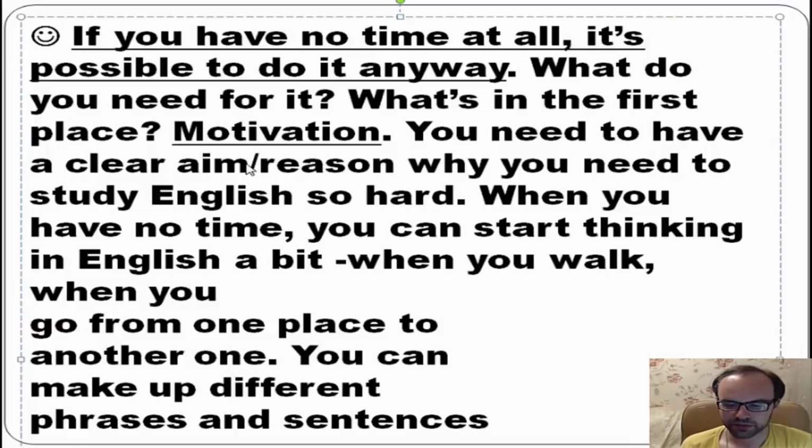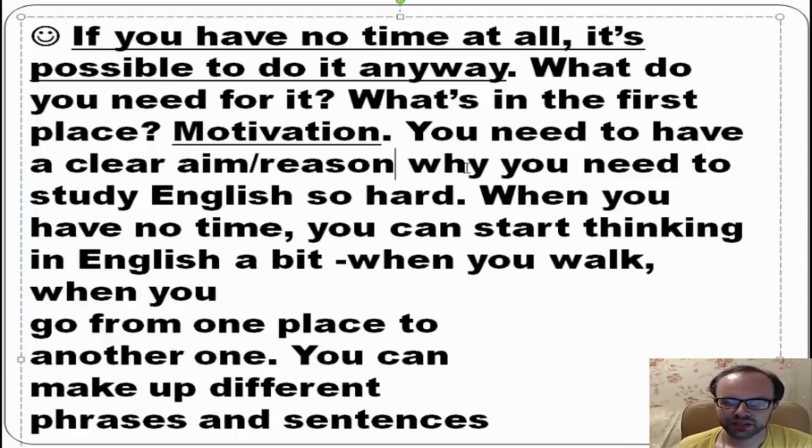So maybe you have this very clear picture in your mind that I need to improve my English greatly because it can help me find a better job where I'll get more money, and I need to do it urgently, as soon as possible. It's a very good motivation, okay? Or it can be another reason, but you need to have motivation, okay?